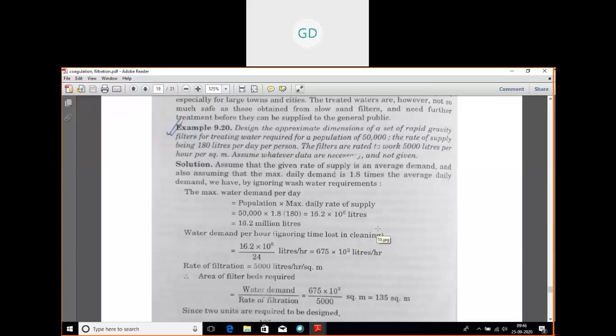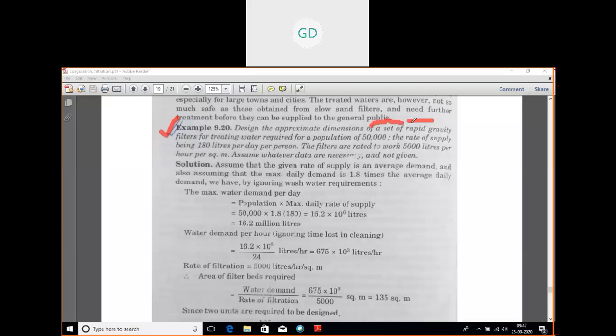Okay, so this one is your slow sand numerical, and this one is your rapid gravity filter numerical. You can see here in the question it will be mentioned. Design the approximate dimensions. Here also same thing, you need to design a set of rapid gravity filters. Just see the words, what is given.